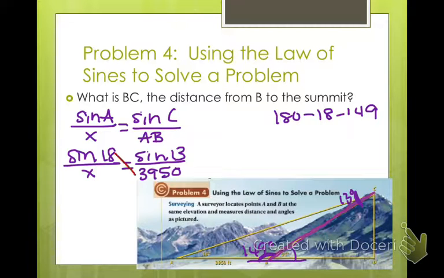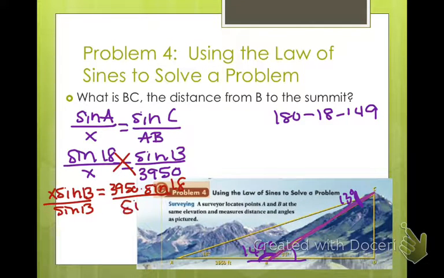Okay, so in order to solve this one, we're going to need to cross multiply because we've got a lot going on here. So we cross multiply, and I get x sine 13 equals 3,950 times the sine of 18, and then divide by sine of 13. So in your calculators, you're going to put this lovely mess: 3,950 times the sine of 18 divided by the sine of 13. What do you get for your value of x?